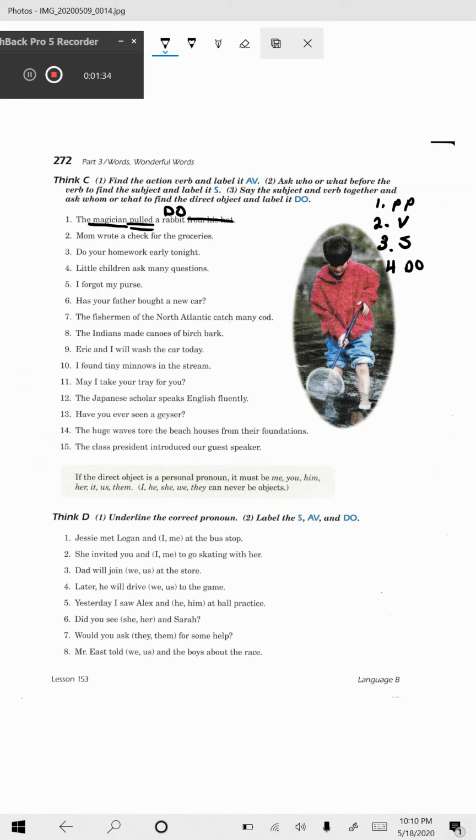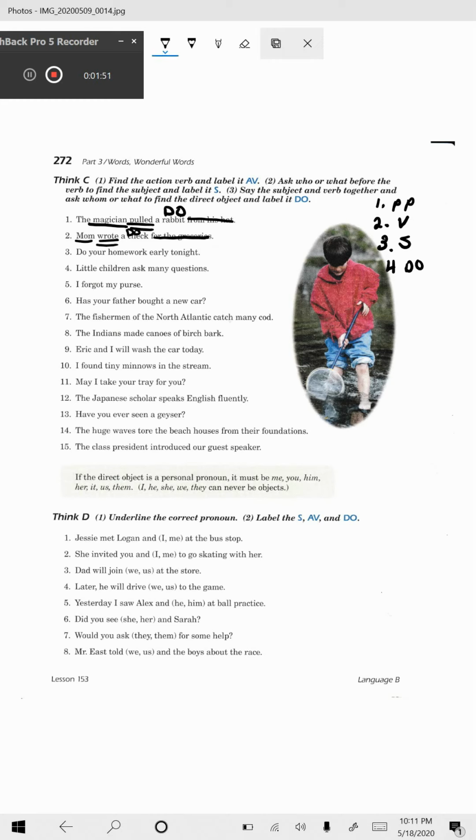Mom wrote a check for the groceries. Prepositional phrase, must go. Now look how small that sentence is. Mom wrote a check. Wrote is the verb. Mom wrote, and she wrote a check, so that gets the DO.